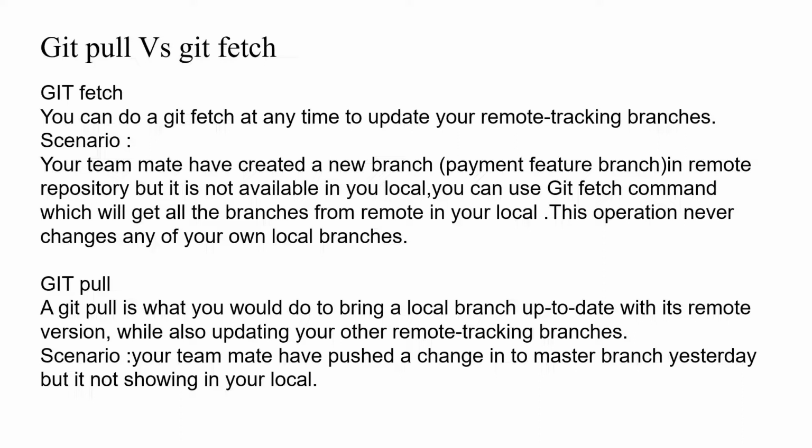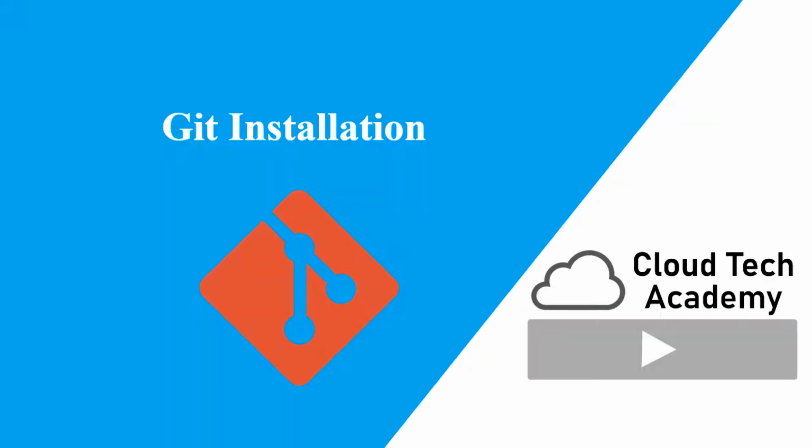Let's say for example your teammate has created a branch in the remote repository and it is not available in your local. In this case, use the git fetch command. What it will do is fetch whatever branches are available in the remote repository to the local repository. And now git pull. Let's say for example your teammate has pushed some changes into the feature branch and it is not showing in your local. In this case, you can use the git pull command. What it will do is download all the changes from the remote repository to your local repository for the specific branch.